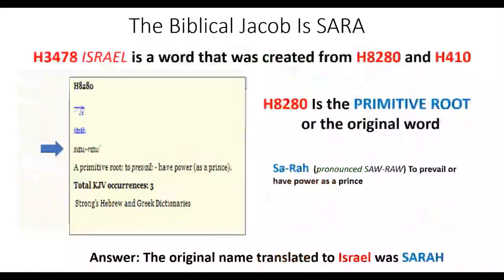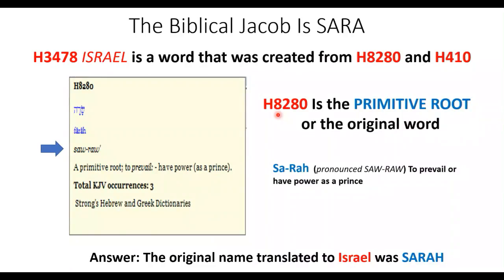As we flip to the next page, we see also a Strong's Dictionary number here, which is 8280, which comes from Israel, or H3478, and it's connected to H8280 and H410. And if we look over here, it says SARA. Some of y'all think that says Sarah, but actually that's two words, SARA. And it's a primitive root, and it means to prevail or have power as a prince. So the word SARA is where Israel comes from.